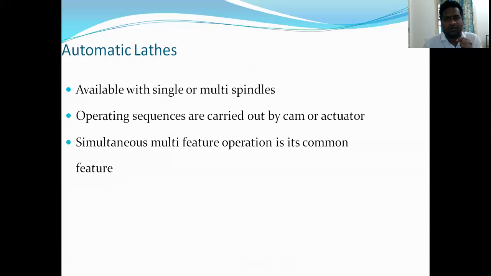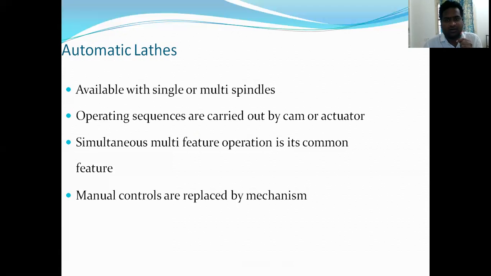Simultaneous multi-feature operation is its common feature. That means one by one operation has been done on the workpiece. One side, one operation has been done, and on another side, another operation is done simultaneously on the spindles. That's why it is available with single or multiple spindles. So simultaneous multi-feature operation is its common feature.